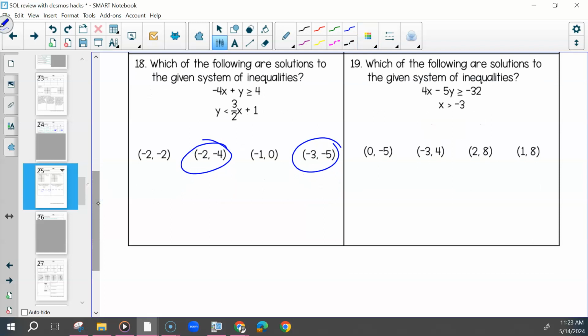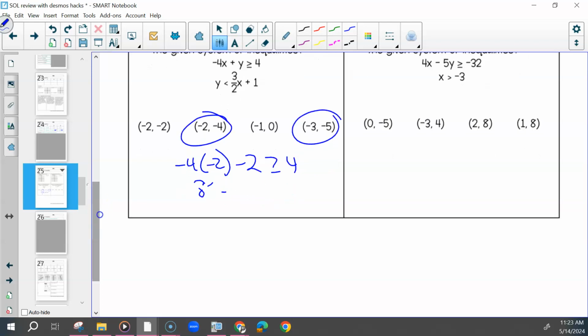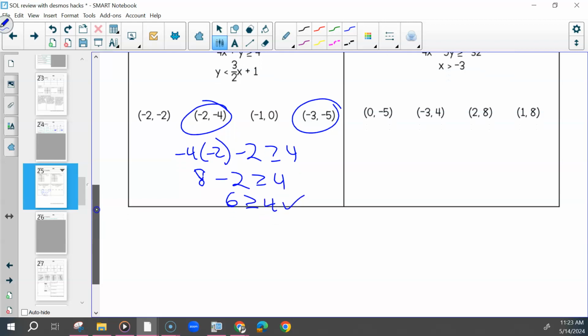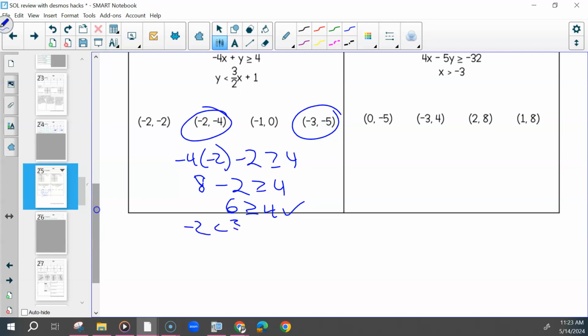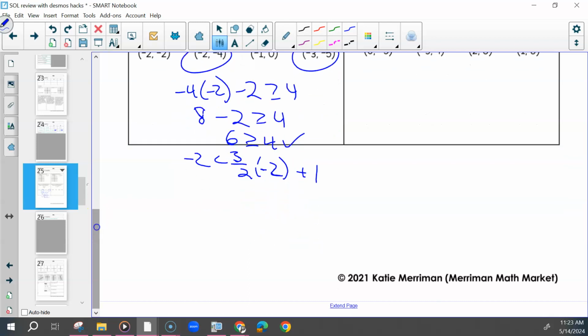if I were to put negative 2 into both of these, you have negative 4 times negative 2, I'm just going to put minus 2. So this would be positive 8 minus 2 is greater than or equal to 4. This is a true statement. But I'm going to guess the second one is not. So here we have negative 2 is less than negative 3 plus 1. Negative 2 is not less than negative 3, so it doesn't work. It's equal to. If it was equal to, it would work, but it's not.